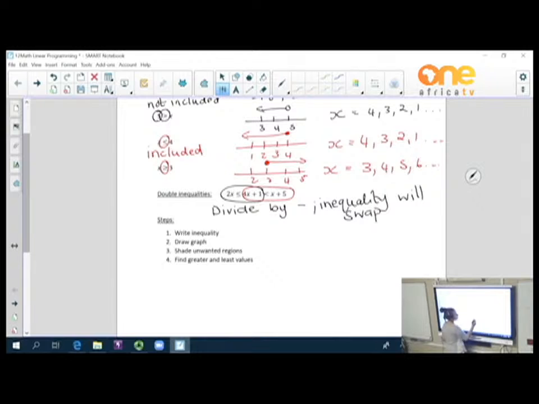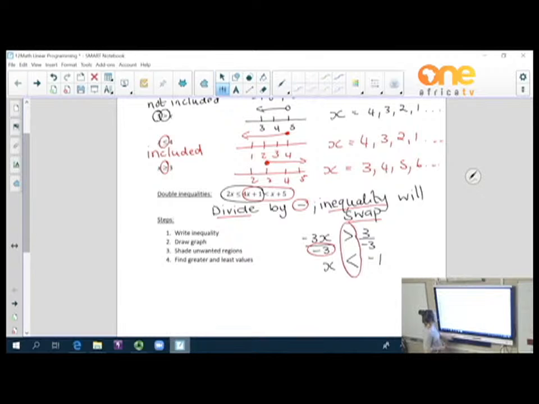For example, you have negative 3x is larger than 3. You will divide by negative 3 on both sides, which means it will become x is less than negative 1. So if you divide by a negative, your inequality will swap. Divide by a negative and you can see your inequality swap.